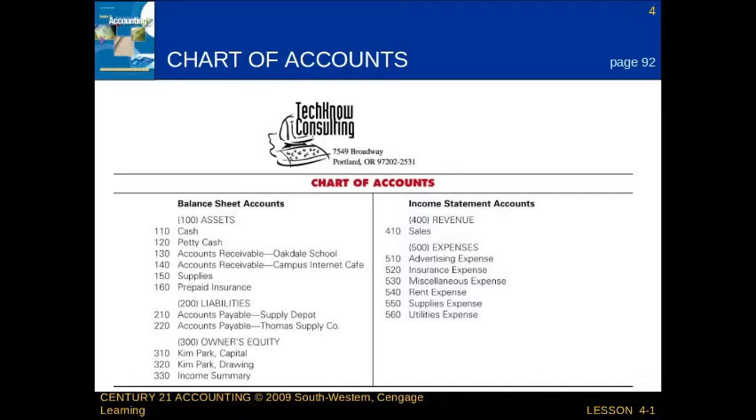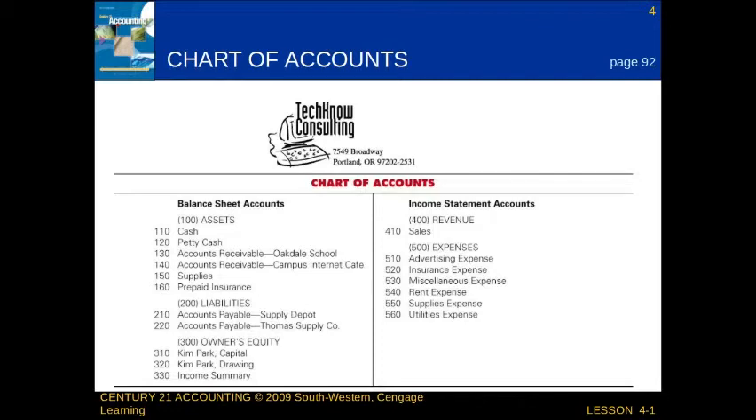be converted into cash. So we're going to start with assets, and all asset accounts will begin with the number 1. So cash has the account number 110. Petty cash has the account number 120. Accounts receivable, Oakdale School, has the account number 130. Accounts receivable, Campus Internet Cafe, has the account number 140. Supplies has the account number 150. And prepaid insurance has the account number 160. Now, for accounts receivable, if we had people's names instead of school or a cafe, we would list them in alphabetical order by their last name.